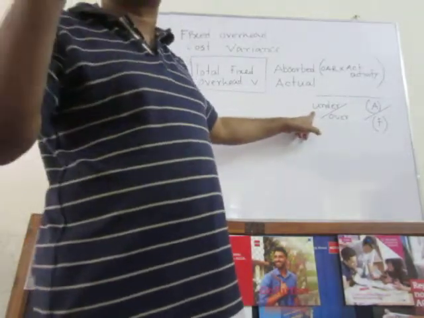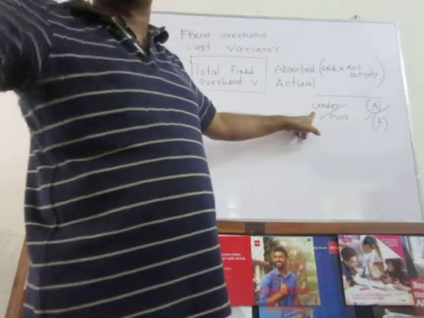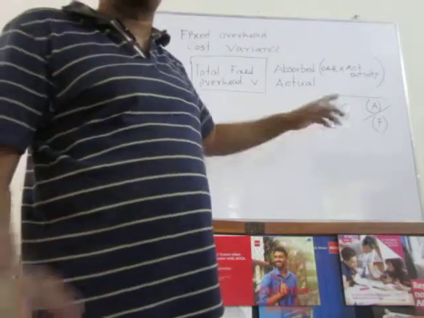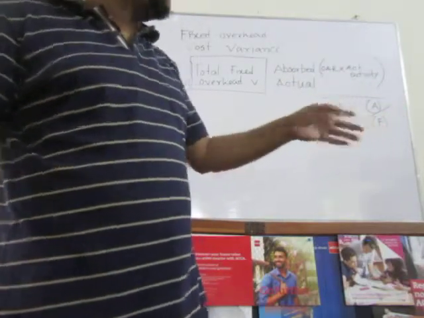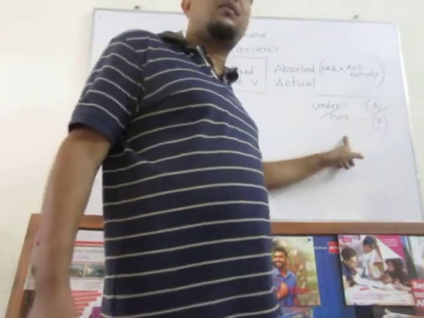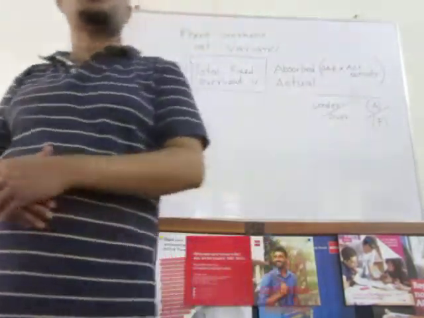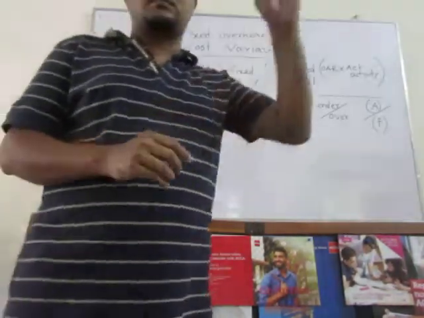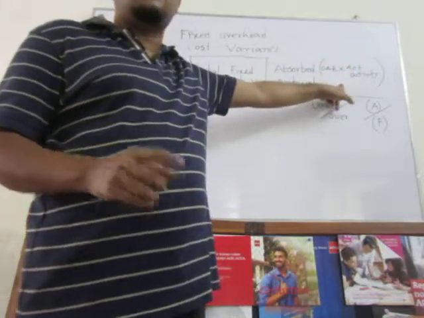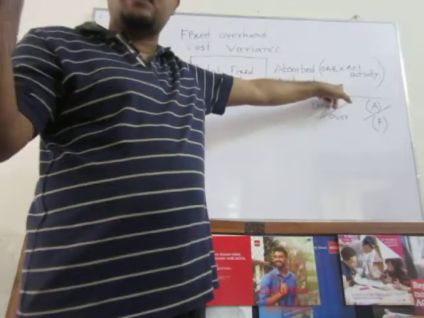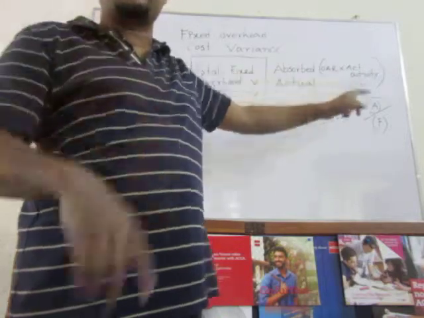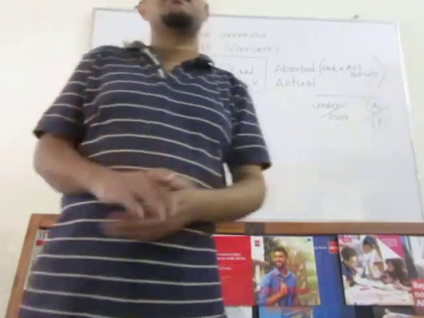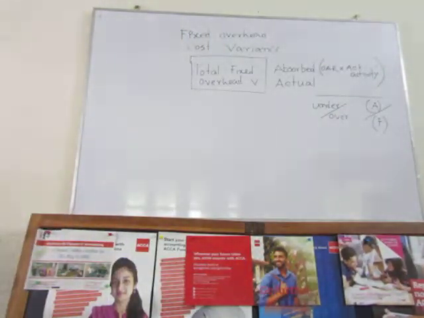Under means your actual is more than your budget. So when actual cost is more than the budget, that is obviously your adverse position, because cost is more than you are expecting. So that's why under means adverse. Suppose absorbed overhead is 15 and actual overhead is 10. That means your expectation is more than actual, so your actual cost occurred less than you were expecting. That's why there is over, and that means favorable. So as a whole, under means adverse, over means favorable.